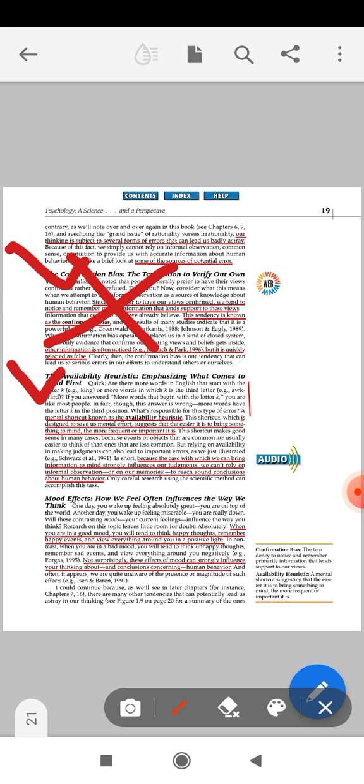Secondly, availability heuristic. Here it has given a very good example. The number of words in English starting with the letter K is more than the number of words in English where K comes at the third position. What will be your answer? Obviously, you will say words starting with K are greater than words with K at the third position, right? And you will be wrong. In English, the number of words in which K is at the third position is greater than the number of words which start with the letter K.